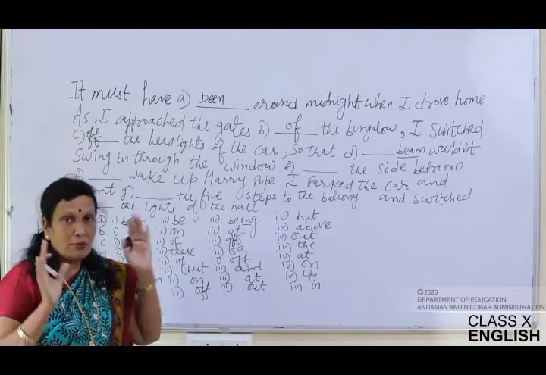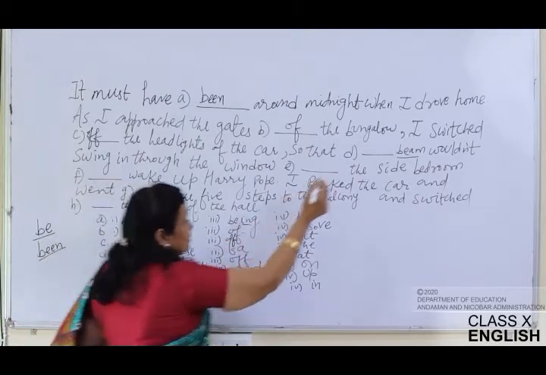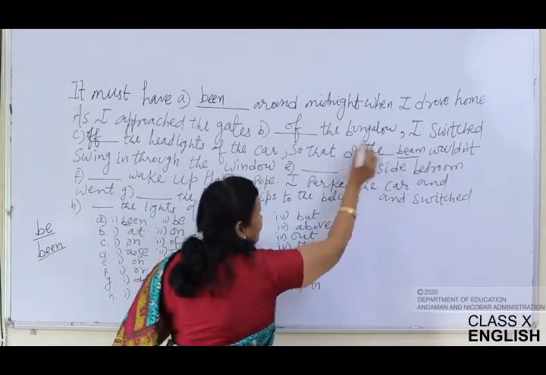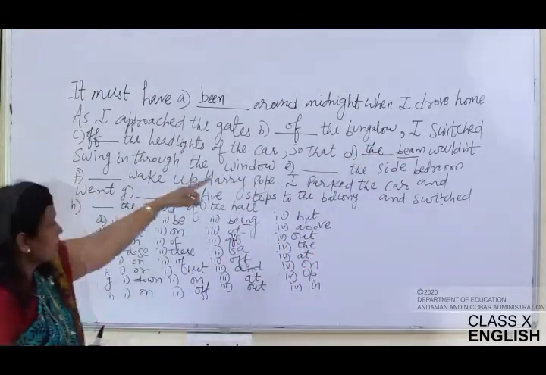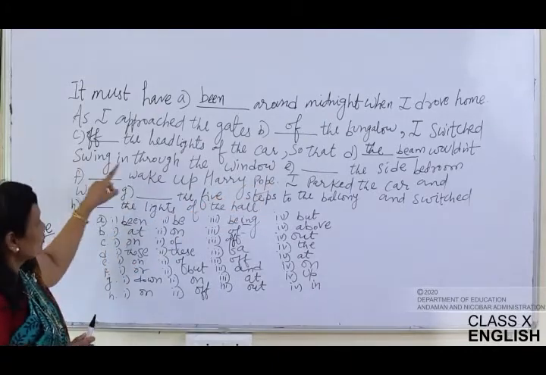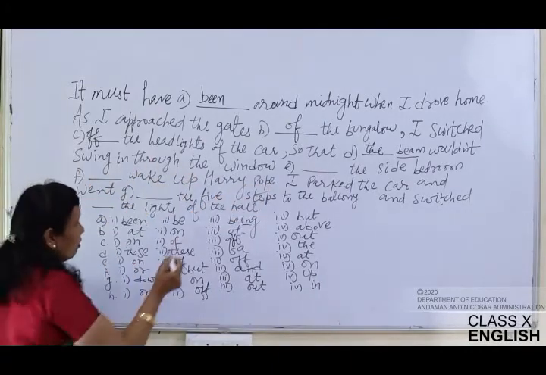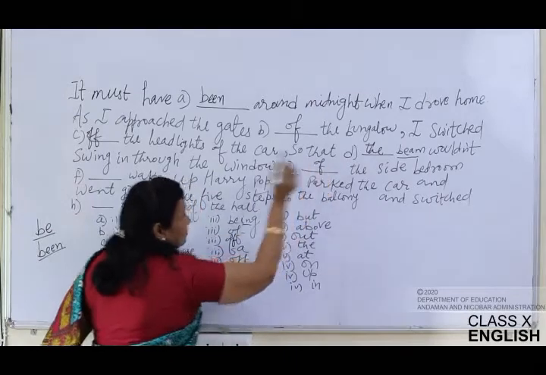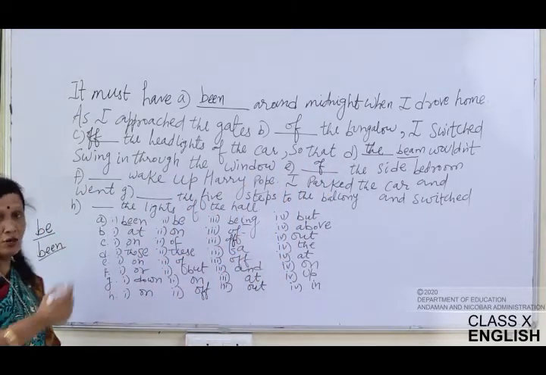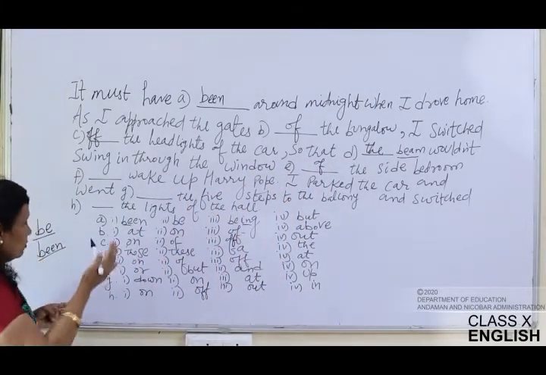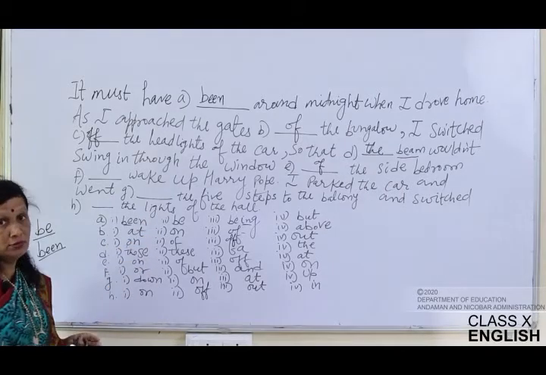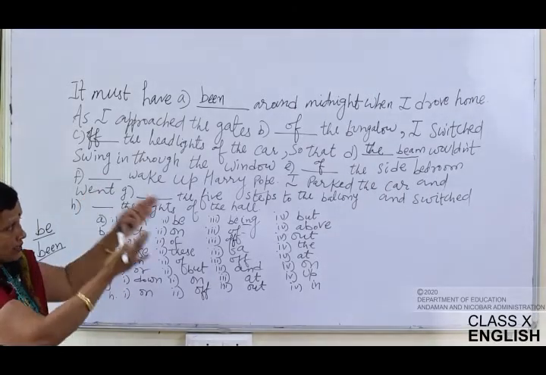So, when we talk about a particular thing, we use the definite article "the", so that the beam wouldn't swing in through the window of the side bedroom, because we are talking of the bedroom. So, the window is of the side bedroom.